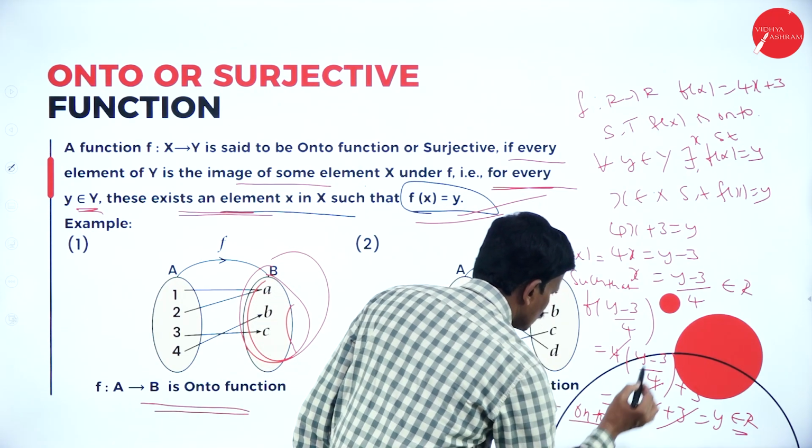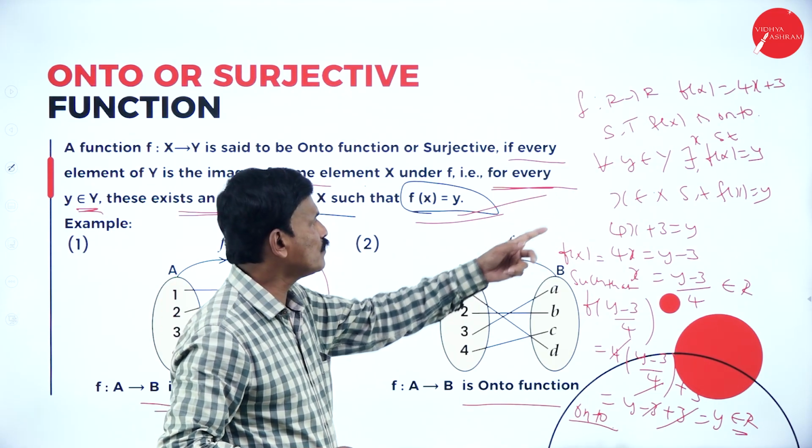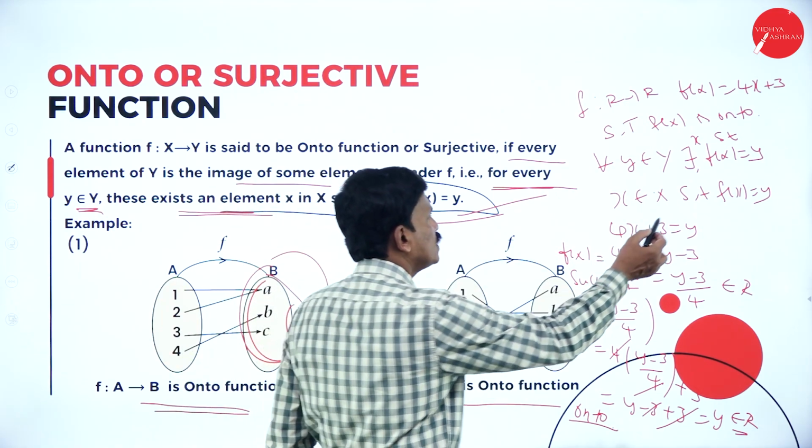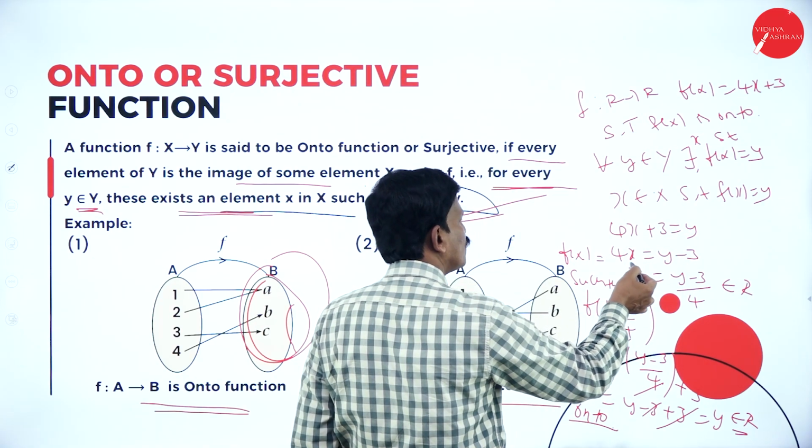That's it. See, for all y belongs to Y, there exists an x such that f(x) is equal to y. So what is f(x)? f(x) is nothing but 4x plus 3 is equal to y. Get the value of x from this.